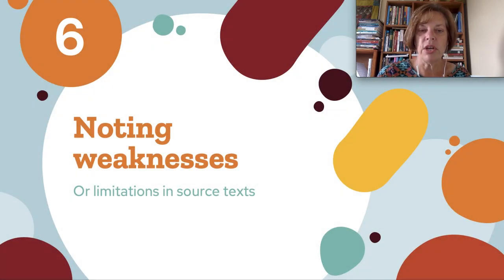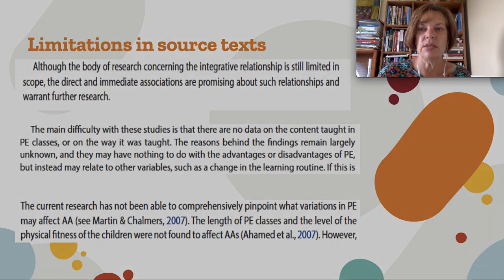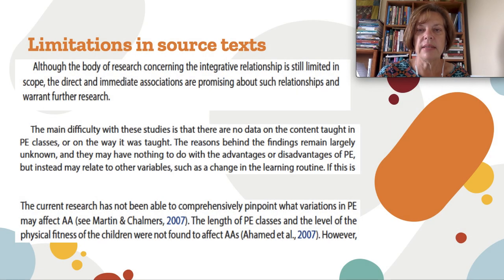So, examples of noting weaknesses or limitations in source texts. I know that many people find this difficult because you don't feel confident enough to critique a source text. What I want to show you is that you don't necessarily have to critique the text in this highly critical way. You're just making commentaries on the text, and sometimes you can make commentaries on these texts based on your experience of the field and being a practitioner in the field.